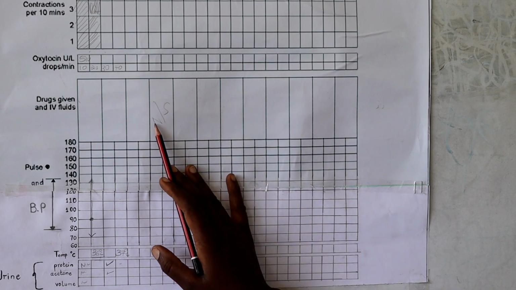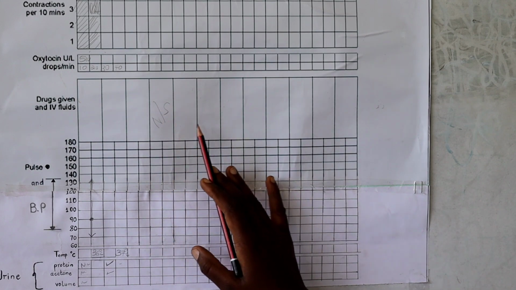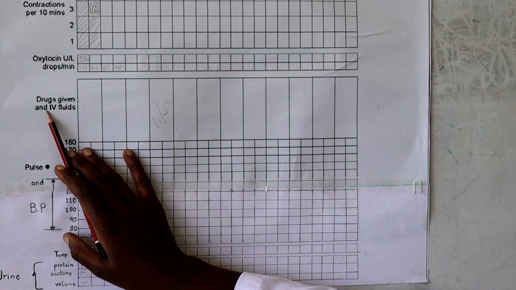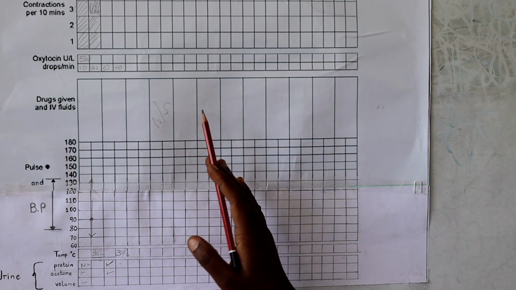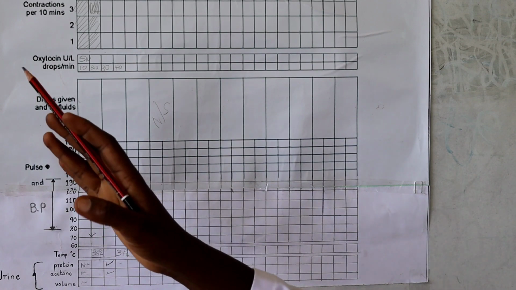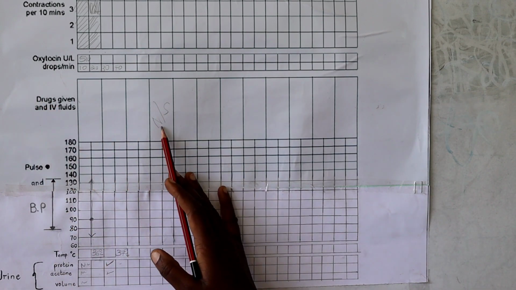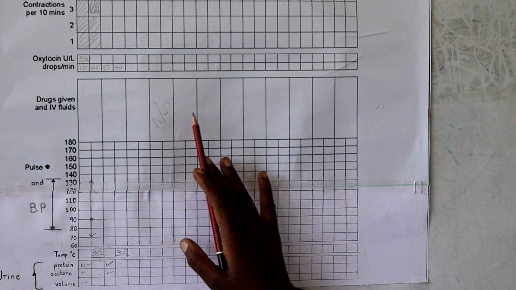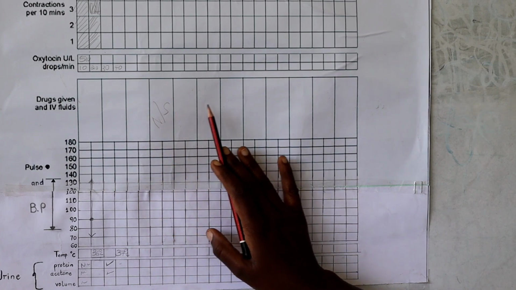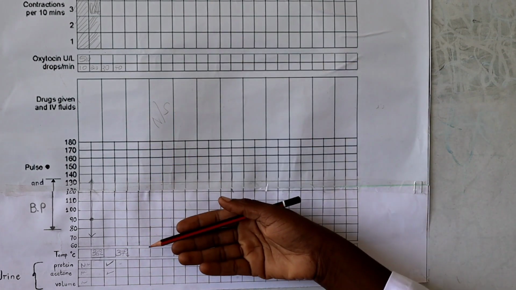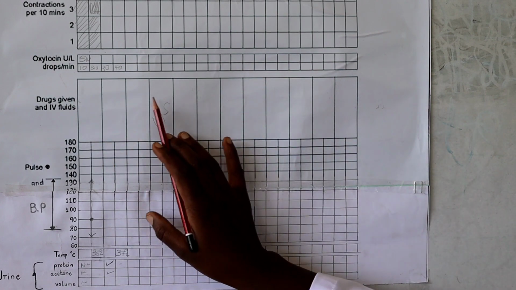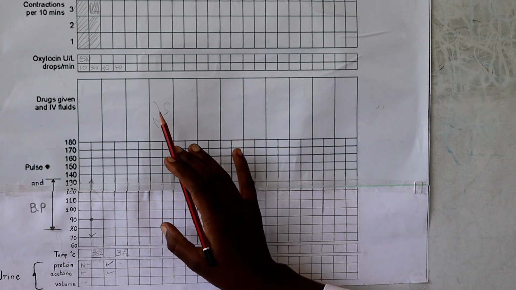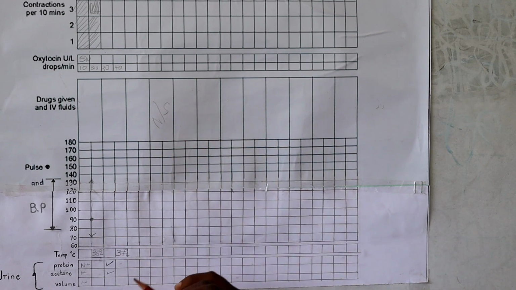But if there are any other drugs or fluids that have been administered, then we will have to indicate in this section here. For example, we can give normal saline to manage conditions like fetal distress. We can also use other drugs maybe for pain relief. Any additional drugs we give, we indicate here, and that also depends on the time that you gave it. Then it will guide the next person who is managing this client who is in labor. Okay, I hope we are together.